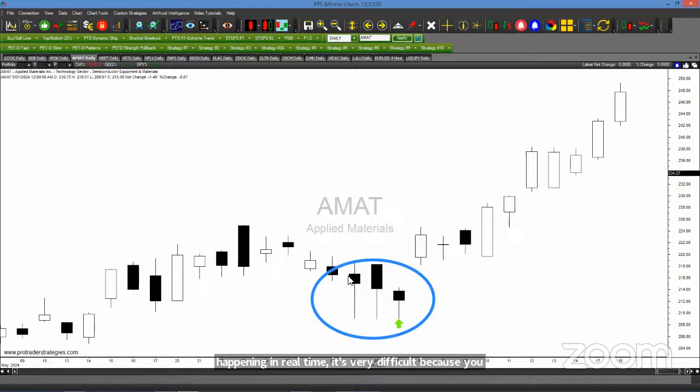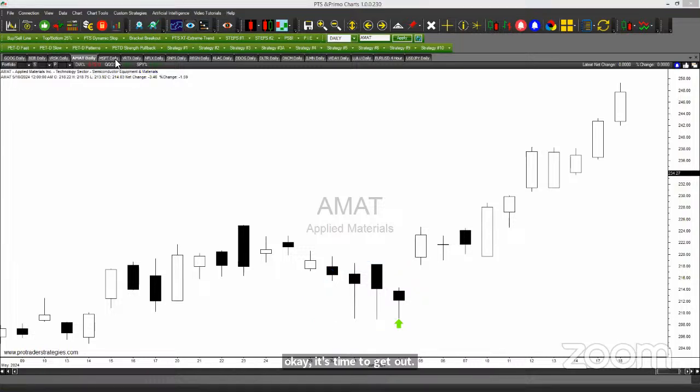I mean, for the last 1, 2, 3, 4 days, we closed lower. So everyone thought, well, this is a change in trend. Okay, it's time to get out. But with strategy number 9, it goes through all the requirements for you.